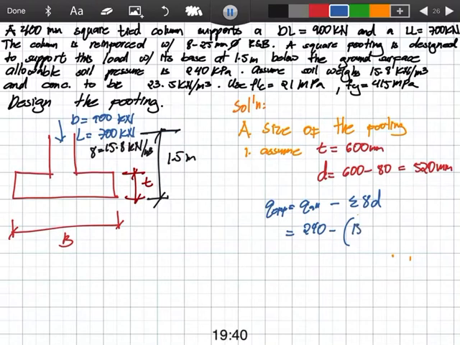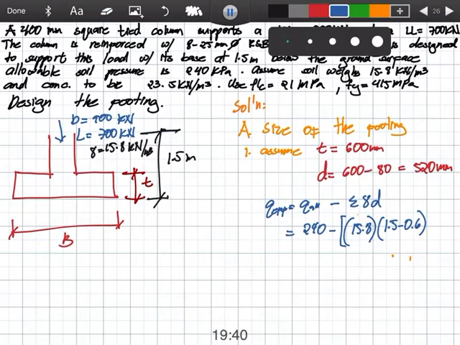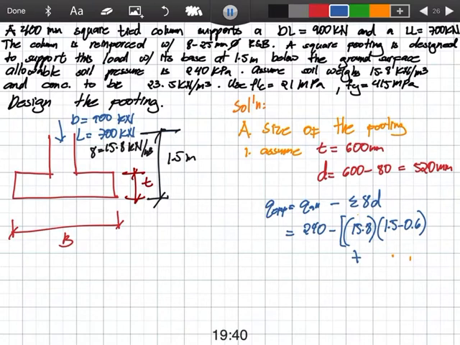Gamma, 15.8. Ano yung thickness ng soil? So, since 1.5 mula sa ground surface, that is 1.5 minus thickness. Assume natin 0.6, plus concrete, 23.5 times thickness of concrete. Okay, so solve natin yan. 1.5 minus 0.6 times 15.